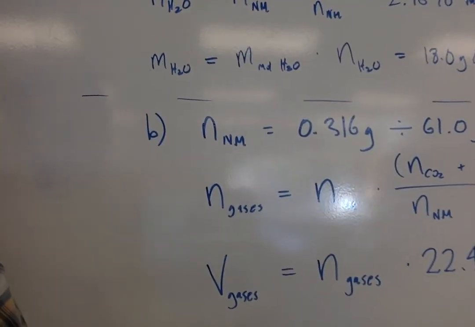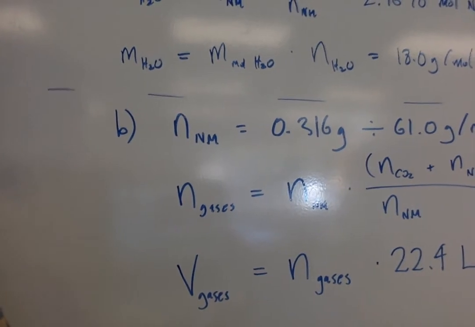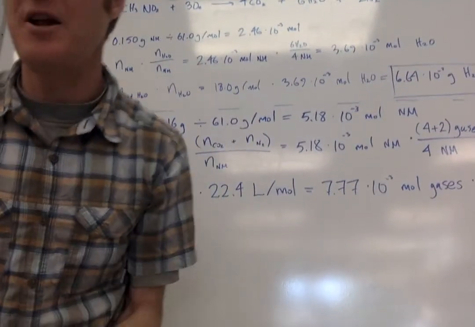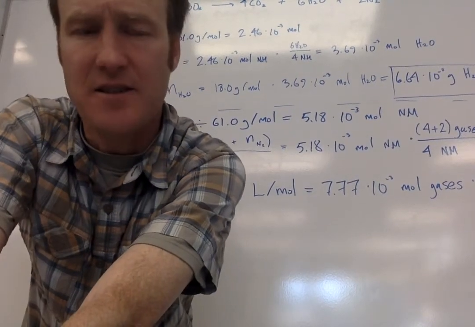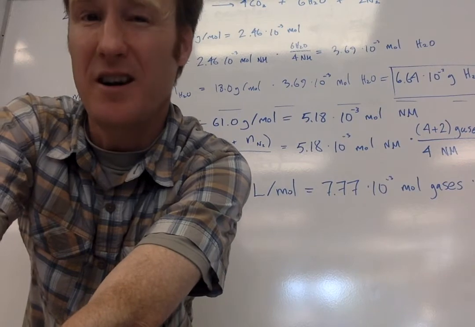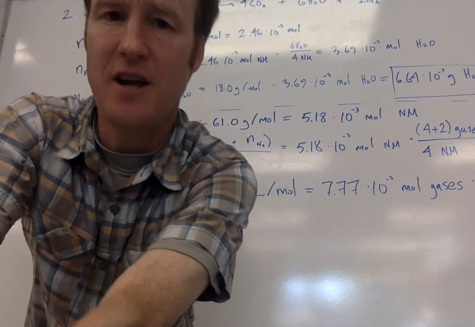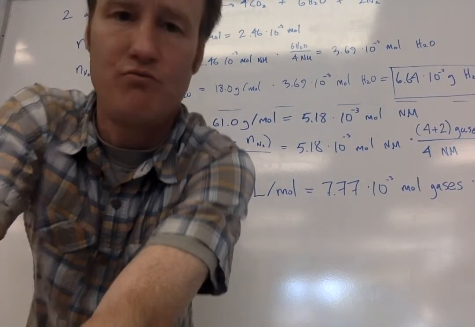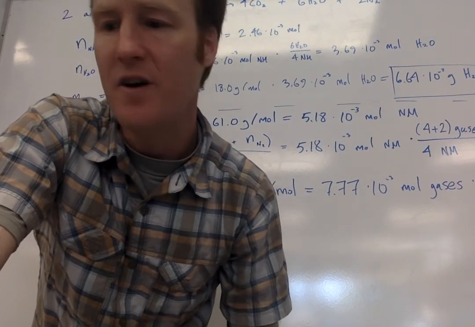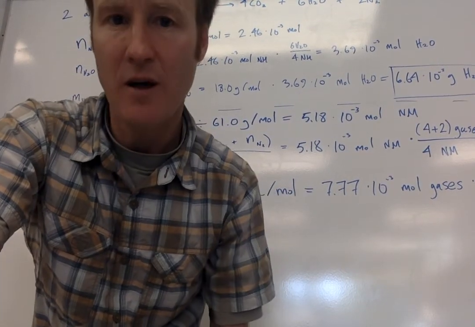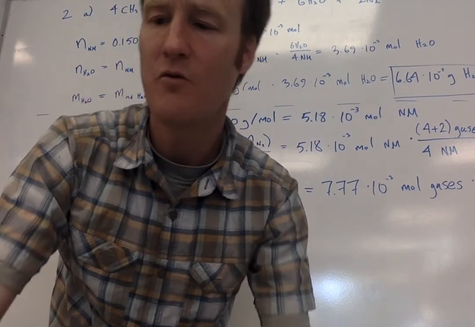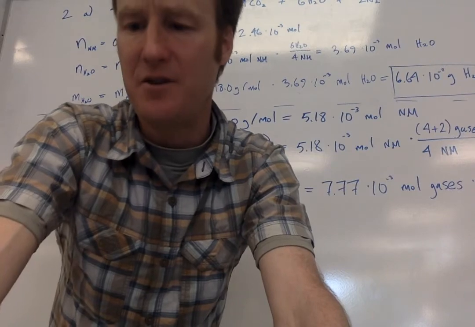All right, now we need to find out the moles of gases. Notice in the balanced chemical equation, they give the states. The state of carbon dioxide, gas. State of water, liquid. The state of nitrogen gas, gas. So I'm just saying the number of moles of gases. There's four of one and two of another. How do I know that? I know that from the reaction coefficients. Four for CO2, two for N2.